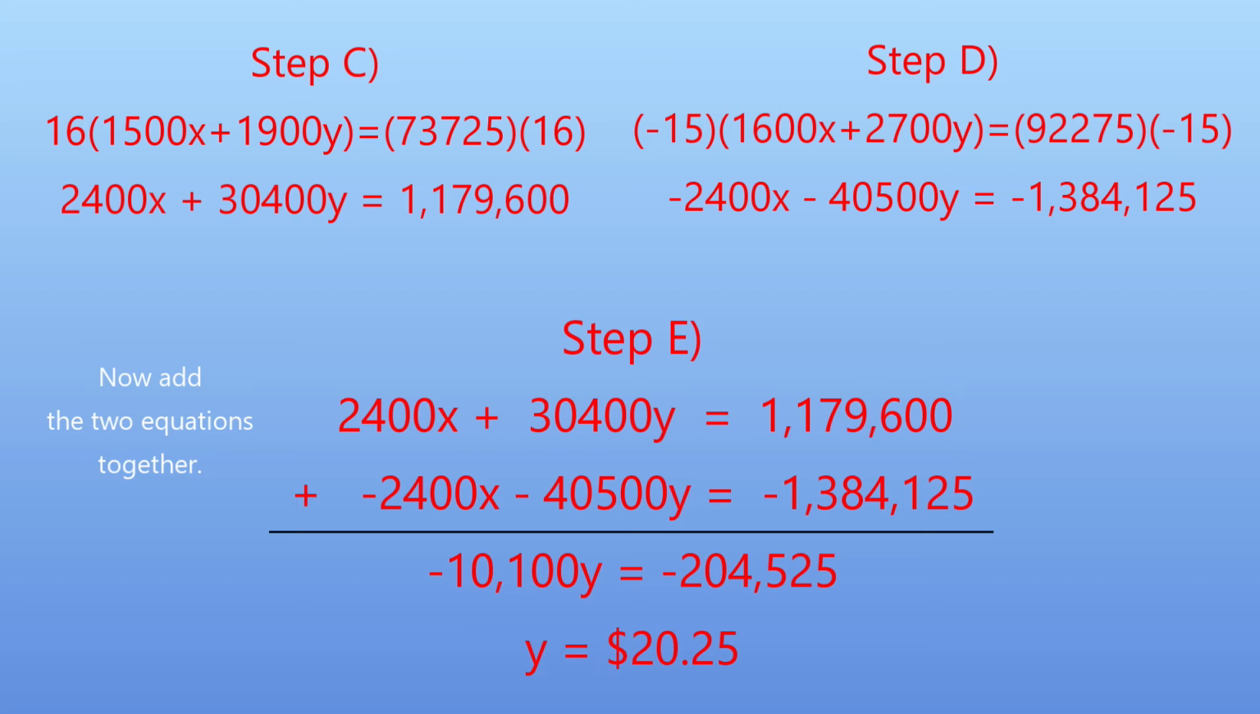We get negative 10,100y equals negative 204,525. This gives us y equals $20.25.